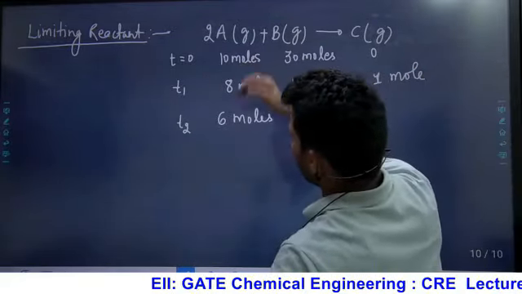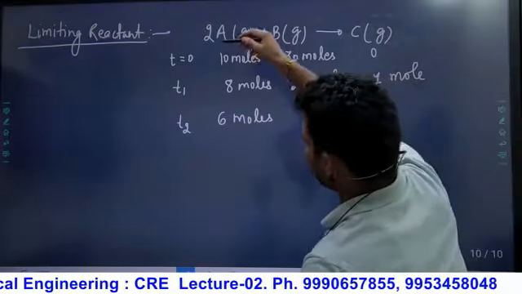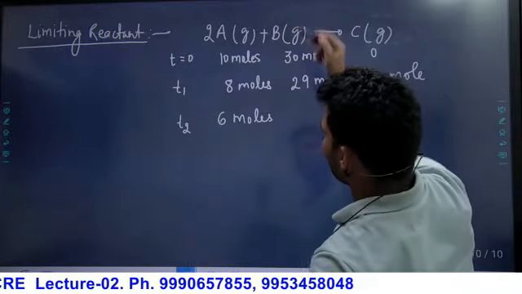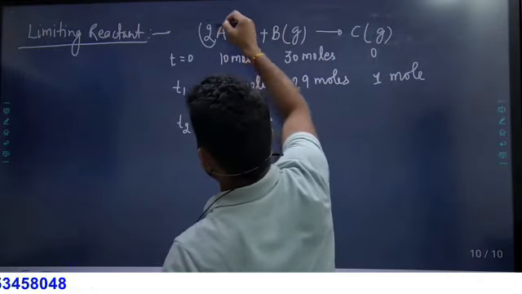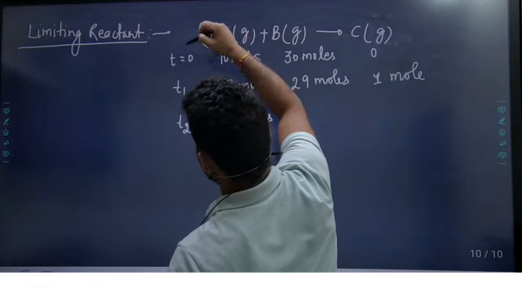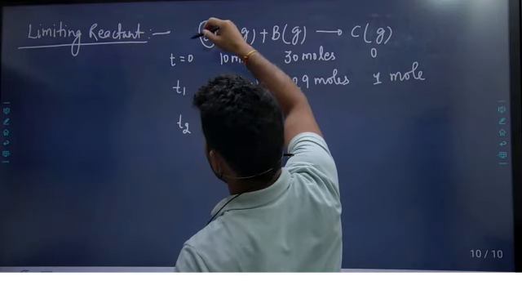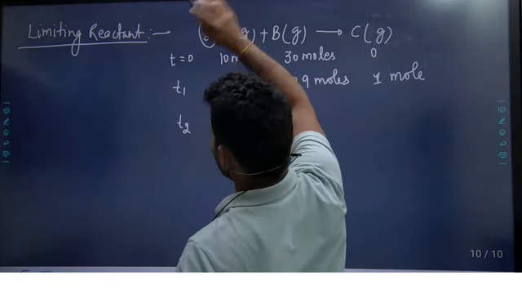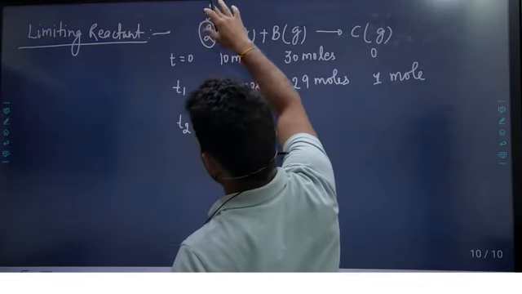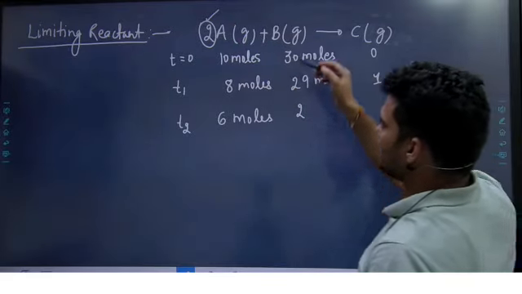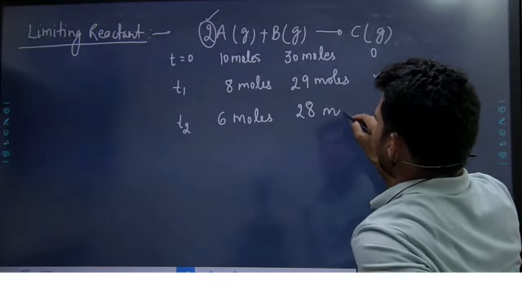After that, in the next time, again 2 moles of A disappear. So when 2 moles disappear, the moles of B that disappear will be 1. Because the 2 represents the stoichiometric coefficient. It represents the number of moles, the number of atoms, the number of molecules. In the case of a gas phase reaction, it represents the pressure and the volume, but it does not represent the mass. So 2 moles of A reacted, so the moles of B reacted will be 1. Remaining moles will be 28.